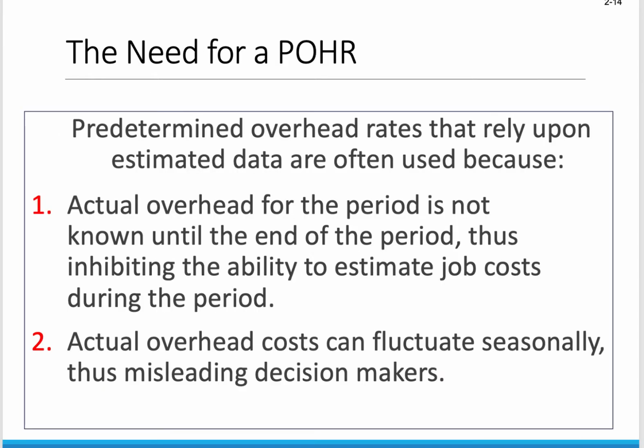Okay, all right. So again, we already discussed the need for the predetermined overhead rate. Again, costs are going to fluctuate from season to season, right? So we need to estimate those in the beginning of the period. We don't know what the actual costs are going to be that are going to be incurred, but we have an idea, okay? So that allows us to estimate the cost of the job so we can then price that out, okay?